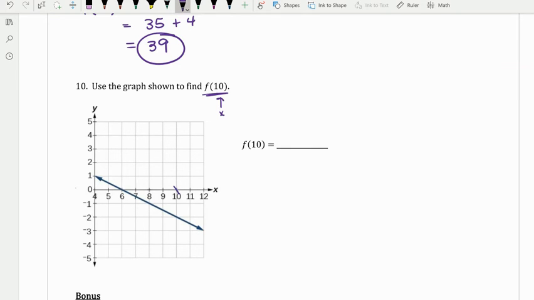So here's my x equals 10, right? I'm going to take that spot and go along the y direction until I get to my function. And then that is at -2. So f of 10 just equals -2. Right? I'm not trying to write the equation of the line or anything here. It just says find that value. That is a value that you're looking for, right? So look for the spot on the graph where x equals 10 and then find that y value.